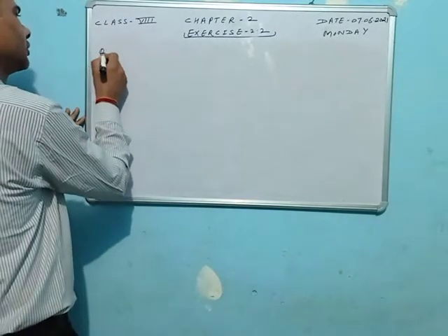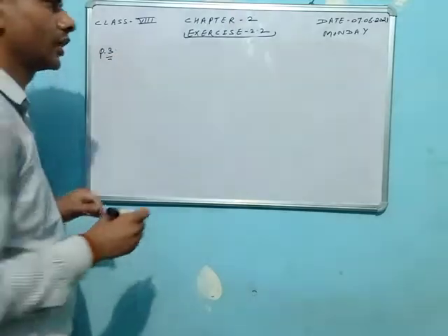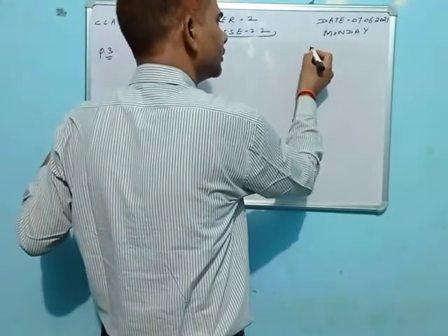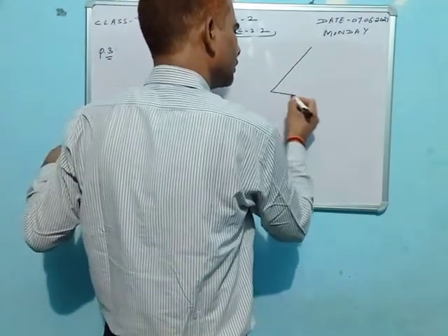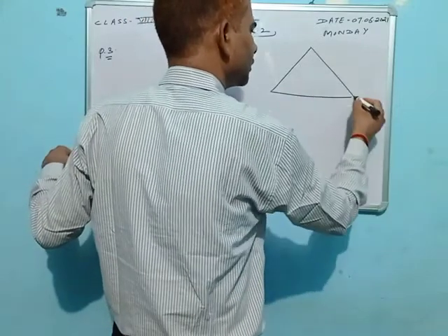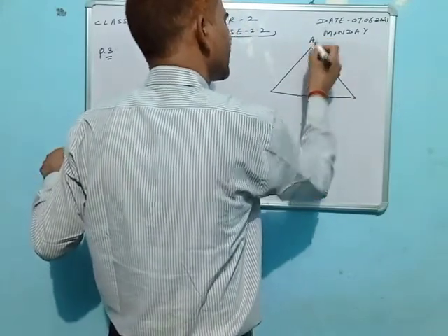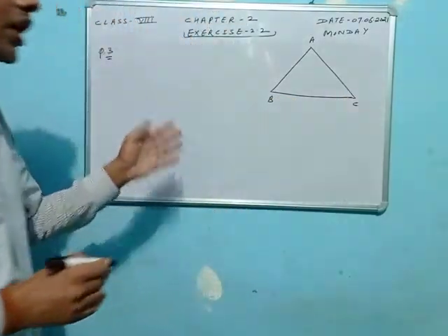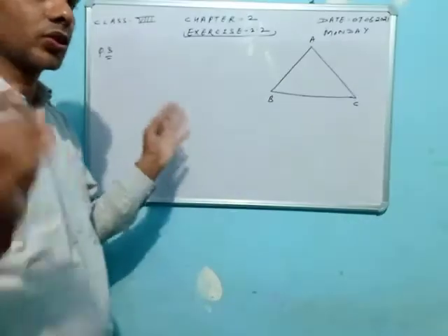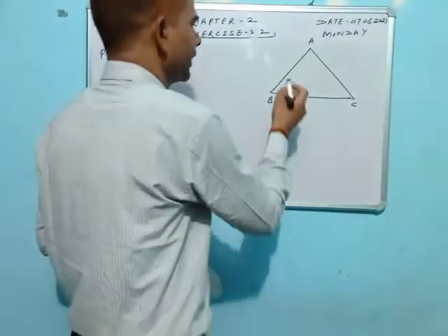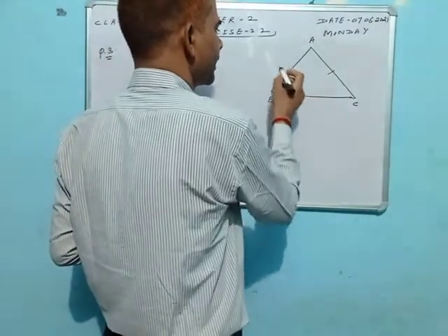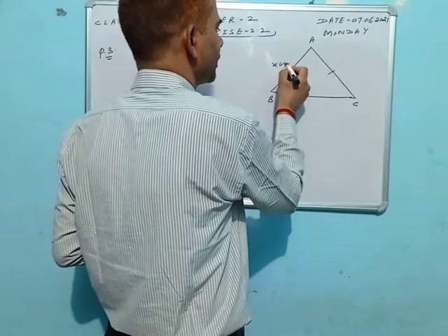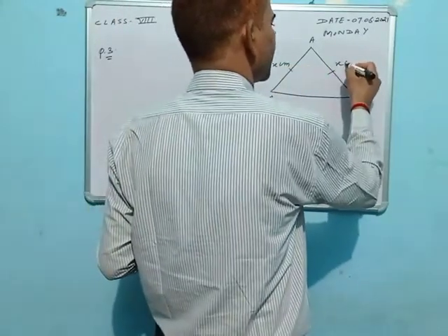Now students, question number 3 is this. This is your isosceles triangle ABC. As you know, in an isosceles triangle, two sides are equal. This side is equal to this. This is your x centimeters, and this is your x centimeters.